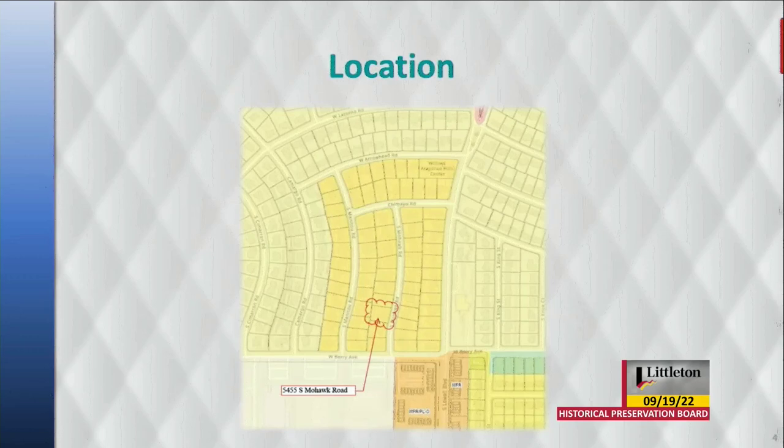Here's a map of Arapaho Hills. You can see it in the darker yellow in the middle of that map, and then the actual house is shown. You see 5455 South Mohawk Road. It's outlined there in bubble format.